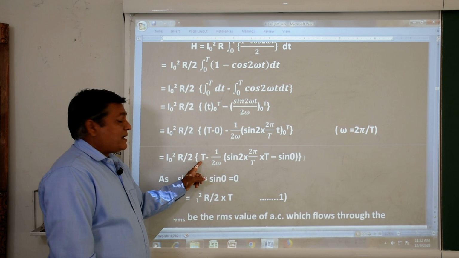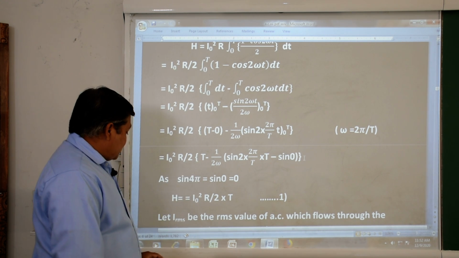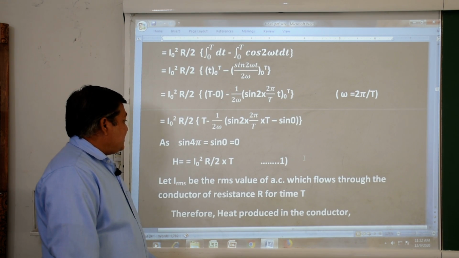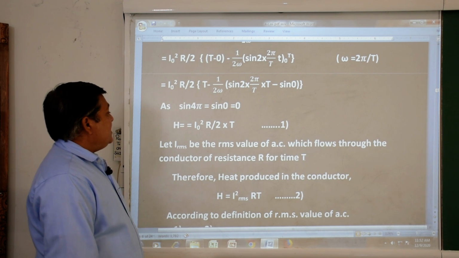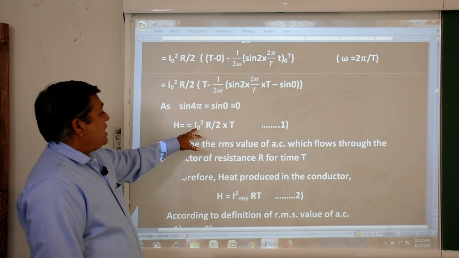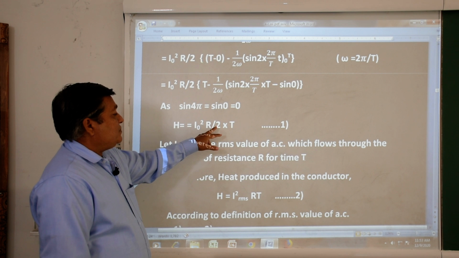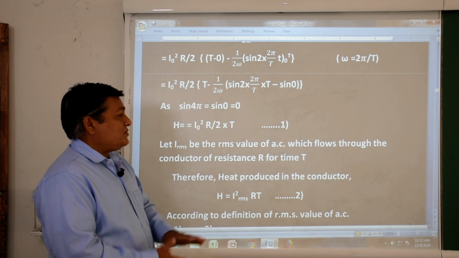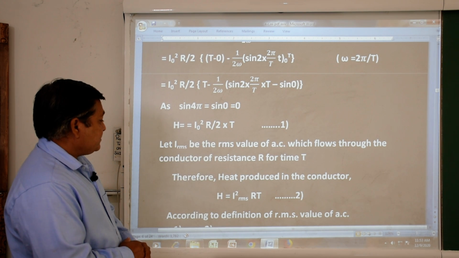What do we get? Only capital T here. So in the above expression, the heat produced H becomes H is equal to I naught square R by 2 into capital T. This is equation number 1.